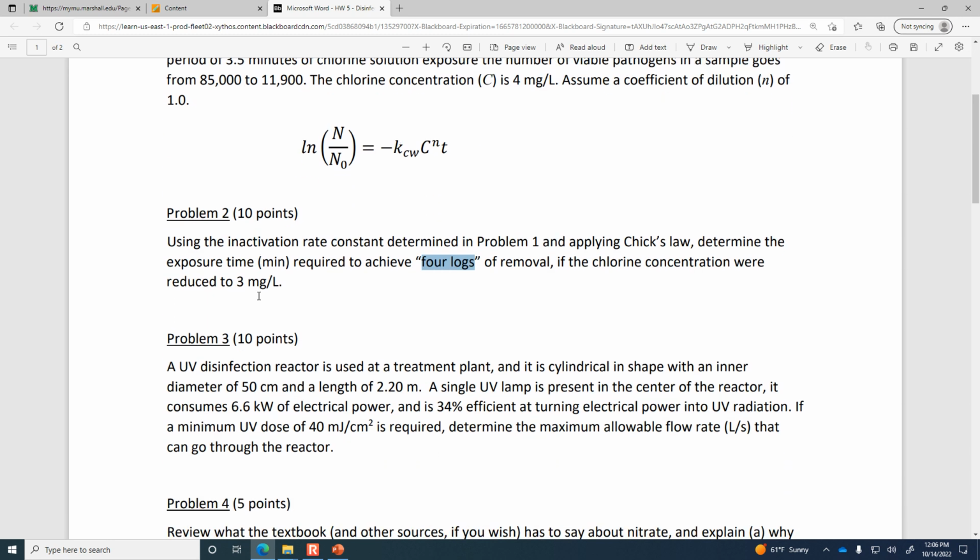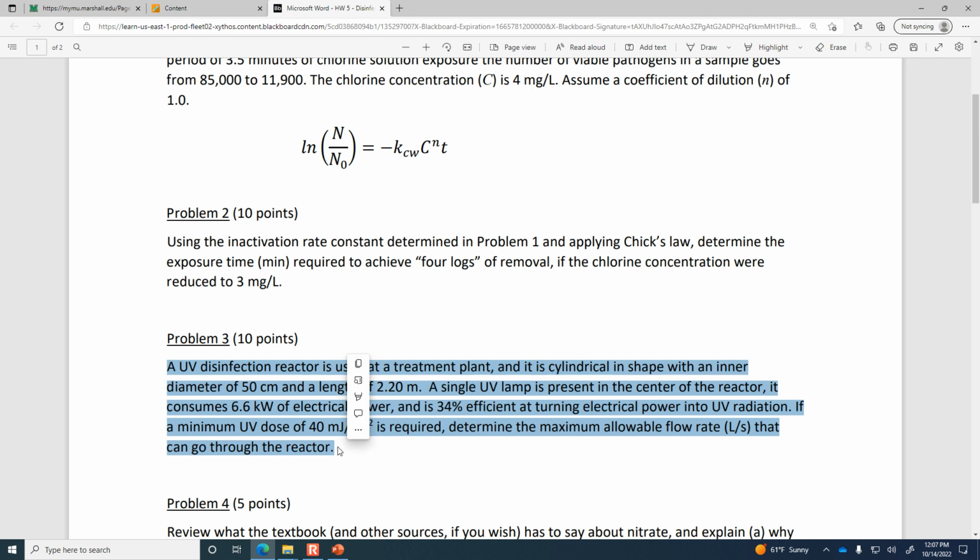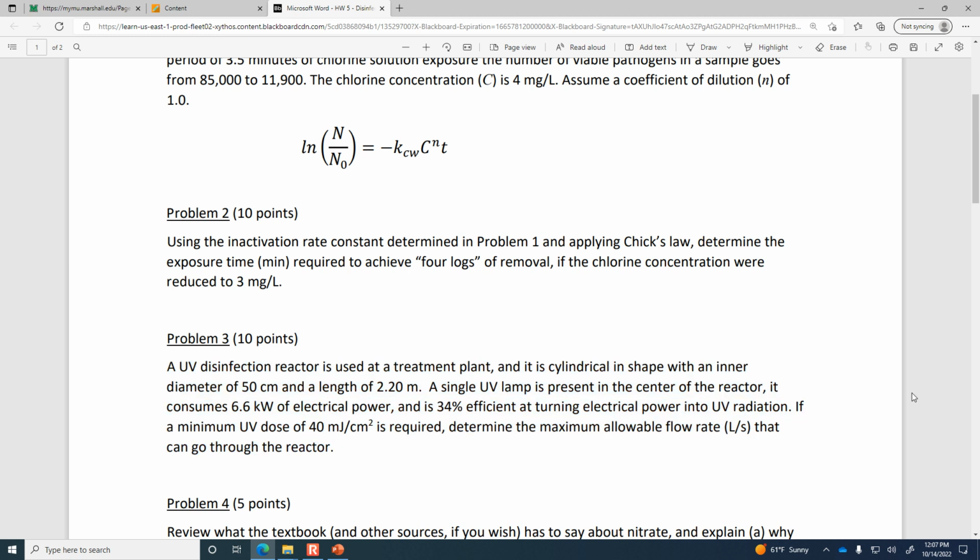Okay, now problem 3 is also related to disinfection, and we did an example in class that was related to UV irradiation. And so I don't want to go into too much detail on this. If you want to refer back to the recording, I think that that's going to be posted on YouTube.